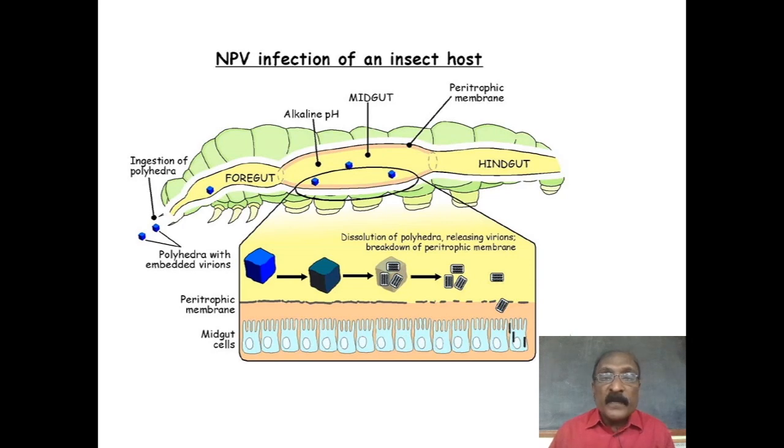NPV infection of an insect host. You are able to see the ingestion of the polyhedrosis virus by the mouth parts of the insects. Then it reaches the foregut, and in the alkaline pH the occlusion bodies are dissolved, and in the midgut the DNA is released and multiplied in large numbers. At the peritrophic membrane it multiplies more and more and causes paralysis of the insect.